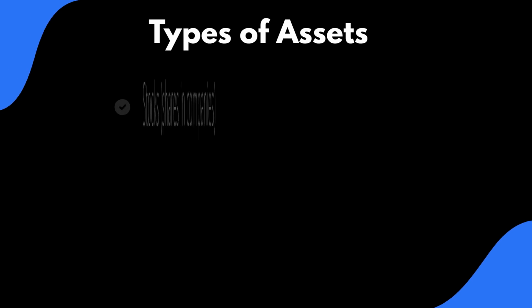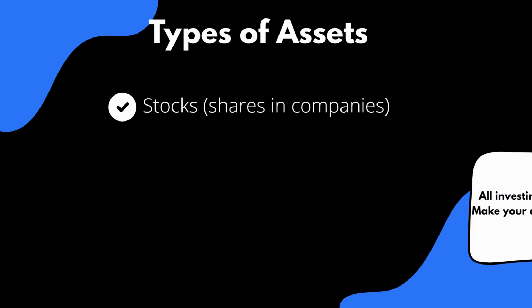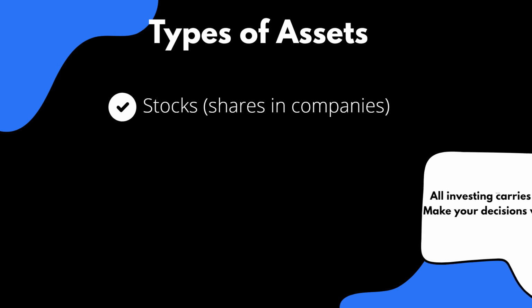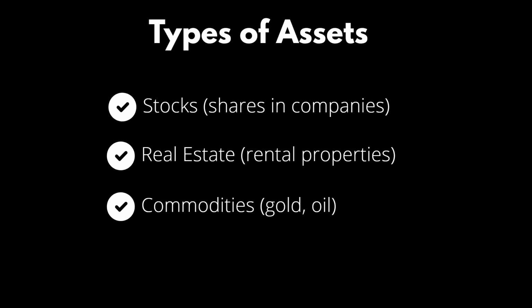What are some common types of assets to invest in? You can invest in stocks, which means buying shares in companies, and share in their profits and growth. You can buy property and rent it out to make rental income. You can buy commodities such as gold or oil and wait until it goes up in value.